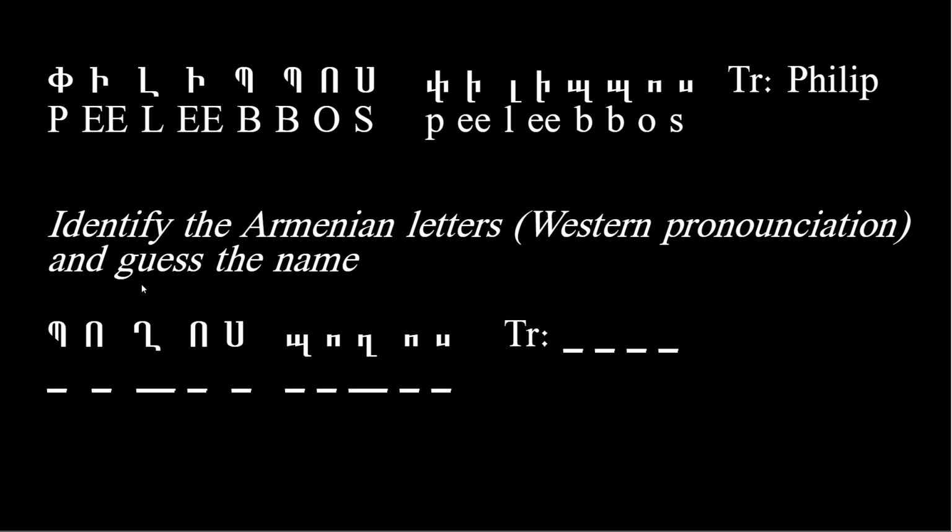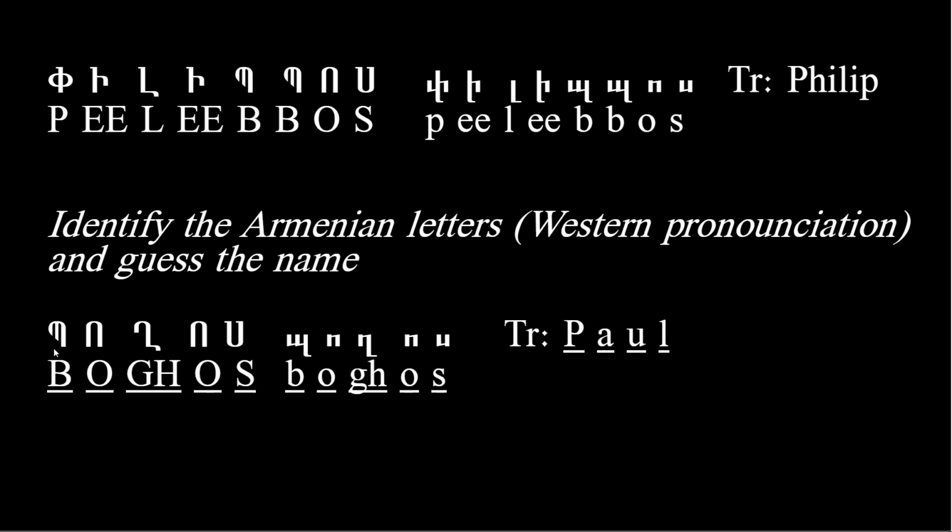So pause the video and I'll show the solution in 3, 2, 1. Boros, which translates to Paul. Hopefully you got that. So this letter in Western Armenian pronounced B, in other languages would be a P sound. And hopefully you got the letter Rad in place of the letter L, which we discussed in the last 2 videos.